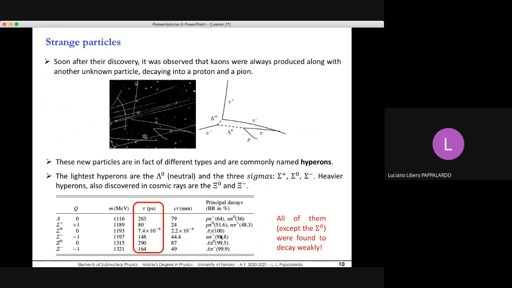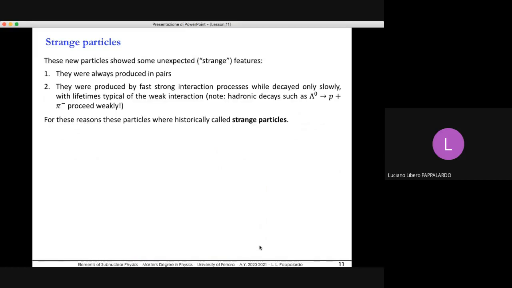Let me focus on the decay time, which is in picoseconds. You see that with the only exception of the sigma zero, all the others have decay times of the order of hundreds of picoseconds. So extremely slow decays, which are only possible if they are driven by the weak interaction. The only exception is the sigma zero, which, as you see with a photon here, decays electromagnetically. Otherwise, they all decay weakly, through the weak interaction. And this is quite important for the discussion we're going to have now.